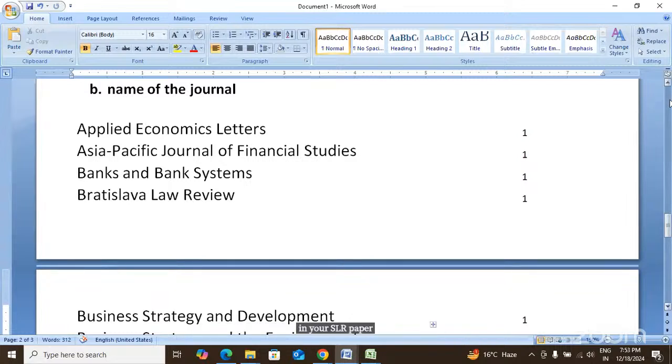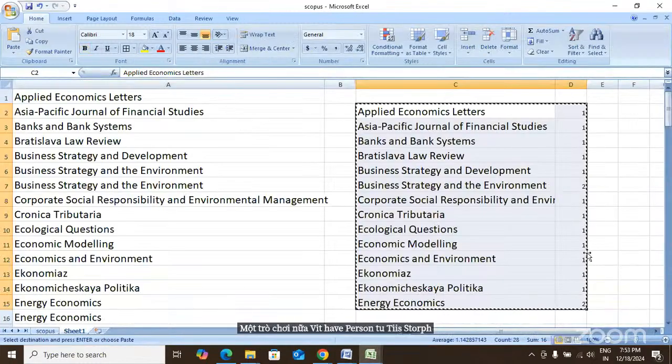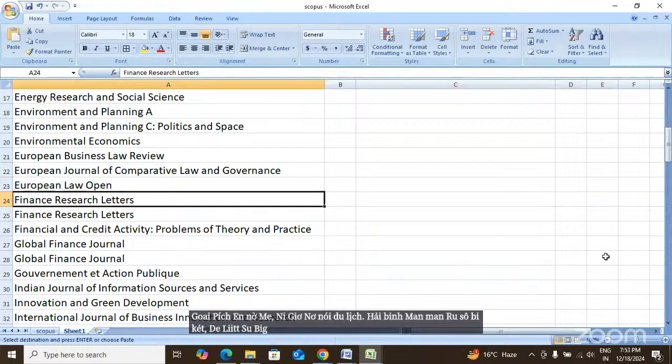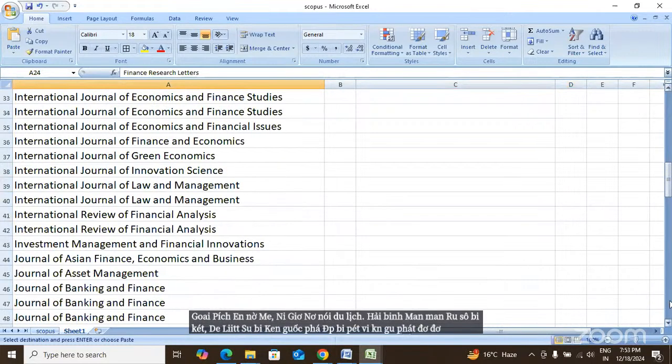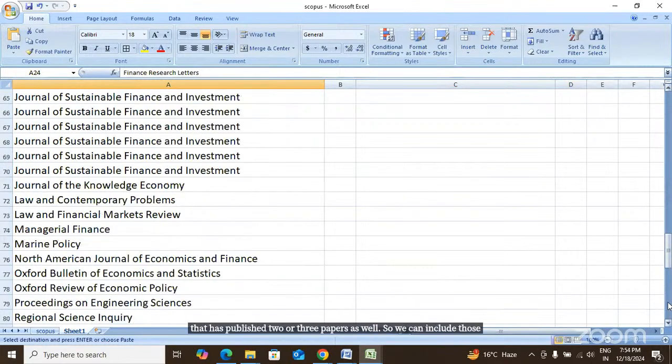What is the section that we are talking about right now? Data analysis and interpretation. That is the name of the journals. Which journals have written papers on this topic, right? If there are many journals having one, one, one, we can delete those. We can go for journals like Finance Research Letters that have two or more. There are journals that have published two or three papers as well, so we can include those journals only.